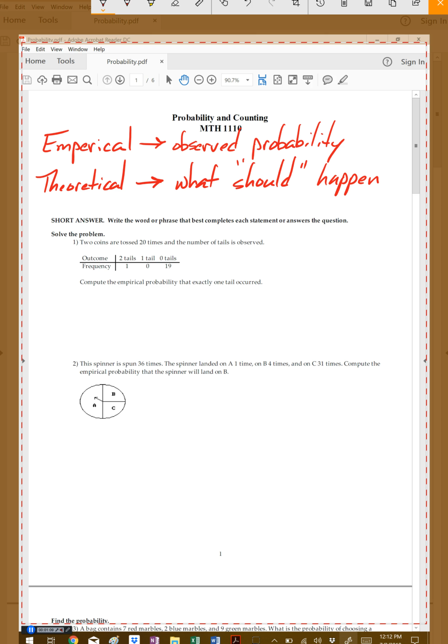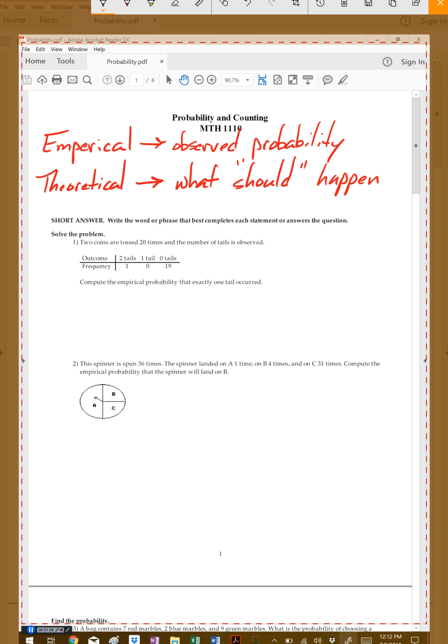So to compare that example, say we took the quarter, we flipped it 100 times, 75 times it landed on heads, and 25 times it landed on tails. Well, the empirical probability for that particular simulation is that 75 out of 100, or 3/4 of the time, the quarter landed on heads. Whereas the theoretical probability that the quarter lands on heads would be 1/2. So again, theoretical and empirical may not necessarily match up.